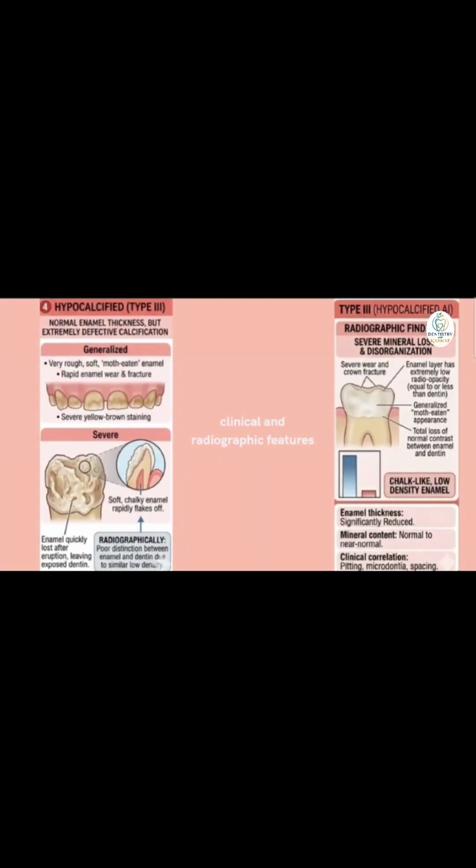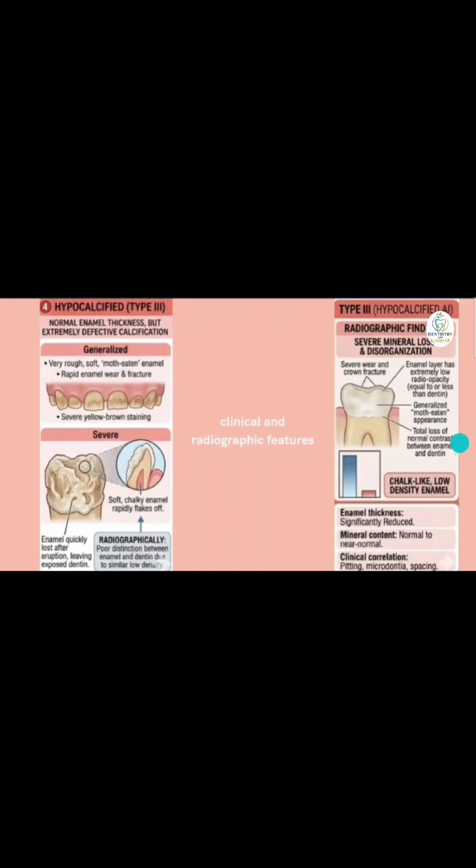Talking about the clinical features of type 3, this is a generalized condition in which very rough, soft, moth-eaten enamel and rapid enamel wear and fractures occur. These are basically flat in interproximal spaces, completely worn off. Severe yellow-brown staining. In severe cases, radiographically, you will appreciate that the enamel layer has extremely low radiopacity, equal to or less than dentine. This is a very severe condition.